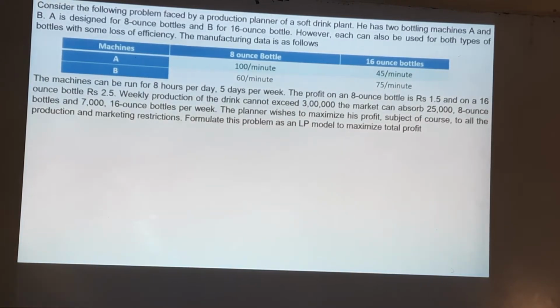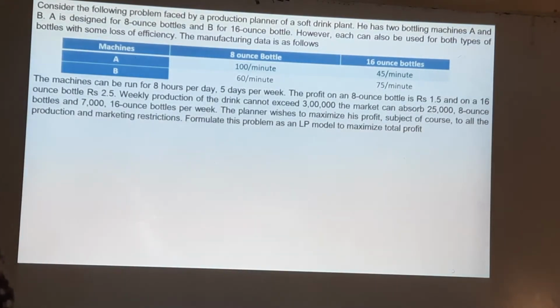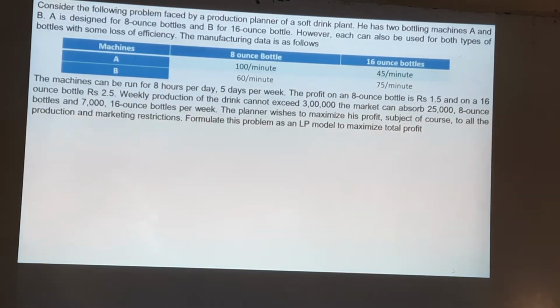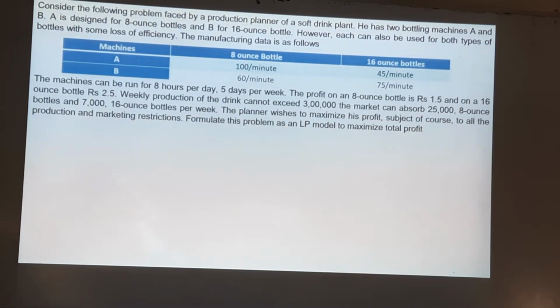So this problem is again a simple problem. If we need to manufacture 8-ounce bottles and 16-ounce bottles using machines A and B, machine A gives you some output. That means some units of 8-ounce bottles and some units of 16-ounce bottles, which we need to calculate. Machine B also, because of our demand and various constraints, we use machine B also to manufacture some 8-ounce bottles and 16-ounce bottles. So the output will be different. Some output will be 8-ounce bottles and some output will be 16-ounce bottles.